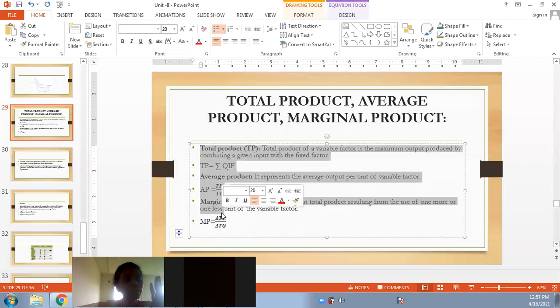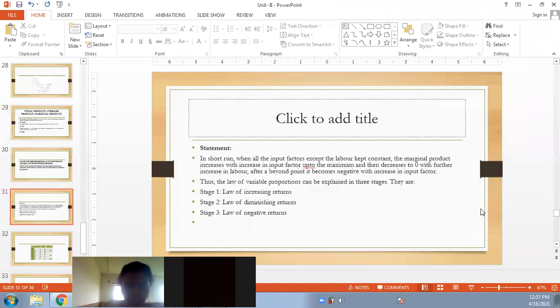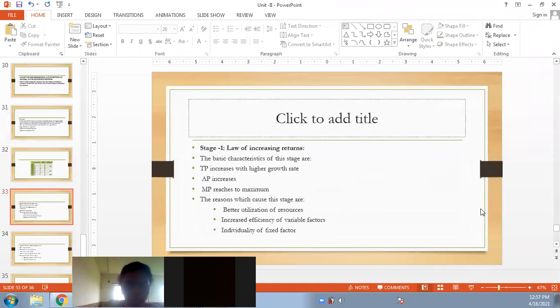aspects. Three basic elements: total product, marginal product, average product. Total product, guys, we can also call this as total product or total productivity. Same. TP, AP, MP. Total product, marginal product, average product. Okay. Now, why we require this one, I will show you. See the diagram which I have represented here.